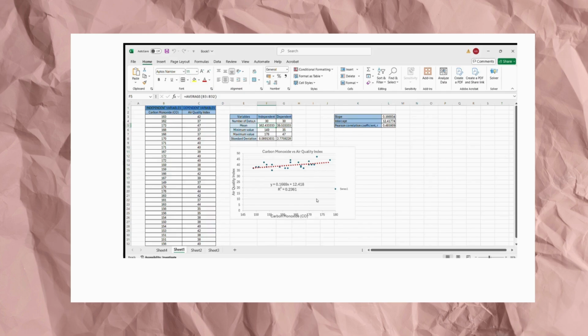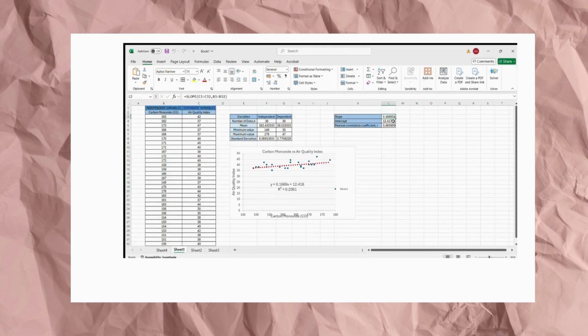Okay, to get the slope in this table, I use equals SLOPE of C3 to C32, that is the air quality index, from the 42 down to this one. Then the other one is B3 to B32, that's for carbon monoxide.